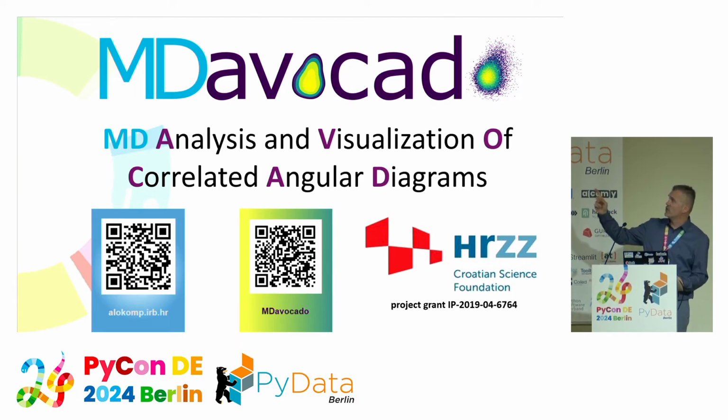Actually, we tried to make an acronym, and we were pretty good with it, but we missed the final O. We couldn't figure out how to fit the final avocado in O. So it's actually an acronym for Analysis and Visualization of Correlated Angular Diagrams, O. But this O is kind of disappearing and reflects the fluidity of the avocado diagrams.